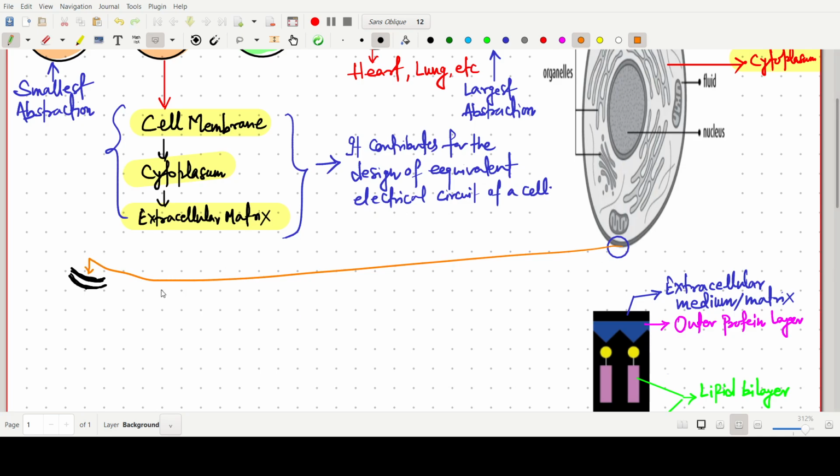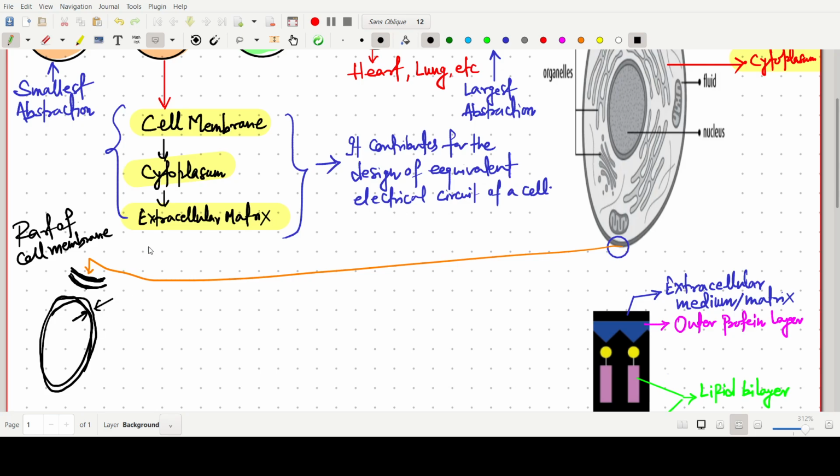Okay, that part I have drawn. So this part is part of the cell membrane. I have cut that part of the cell membrane. So basically this one is our cell structure, and this one is like this. In between this there is some gap.